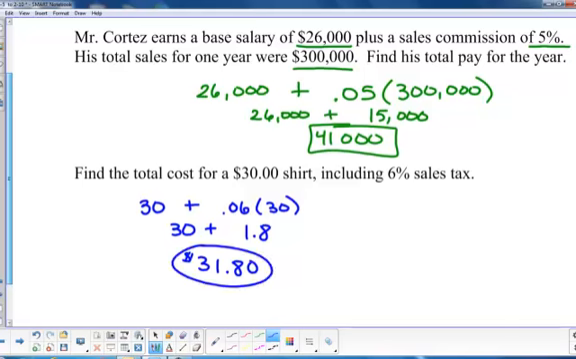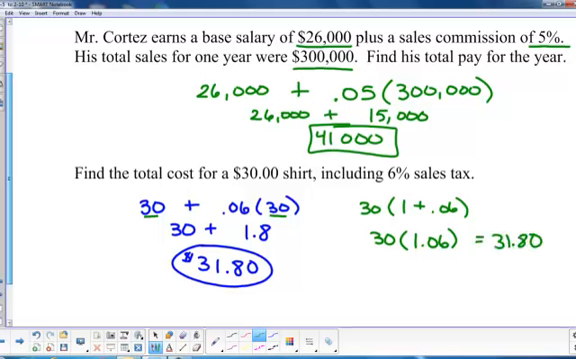Now there's a little bit easier way to do that. Remember that distributive property? I can take the 30 out, and I'm left with 1 plus 0.06. So if I multiply 30 times 1.06, I also get $31.80. This 1 means that you're keeping the $30, and the 0.06 means you're paying 0.06 extra. So anytime you have an increase, you're paying more, you can do 1 plus the rate, and that's what you multiply by.